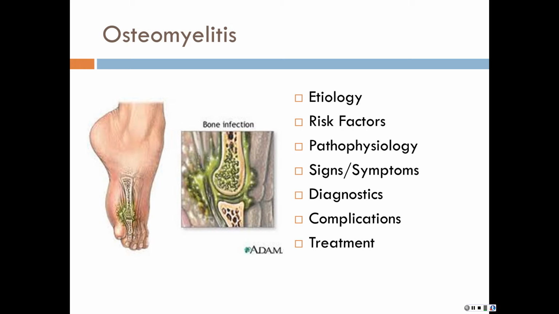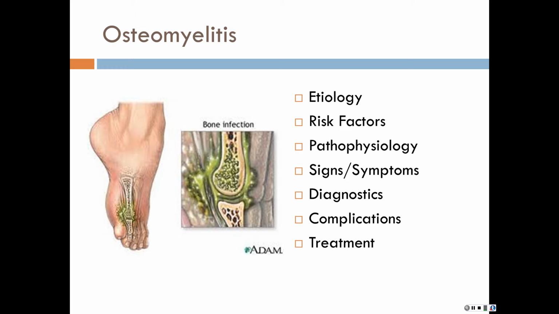Okay, osteomyelitis. Osteomyelitis is an infection in the bone. Osteo means bone, myelo means marrow cavity, and itis is inflammation. So I always think of it as a bone infection. It's a severe infection of the bone and local tissue, and it requires immediate treatment.